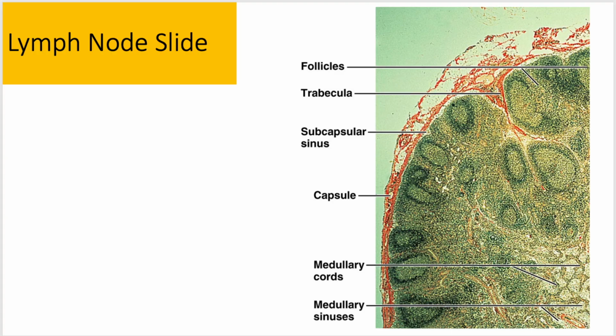The medullary cords, medullary sinuses. The cords are the strands of lymphatic tissue that contain plasma cells and macrophages. So they help remove the pathogens and they make antibodies. And then the medullary sinuses, they're open channels. So that's where lymph can flow more slowly so the macrophages can destroy it.